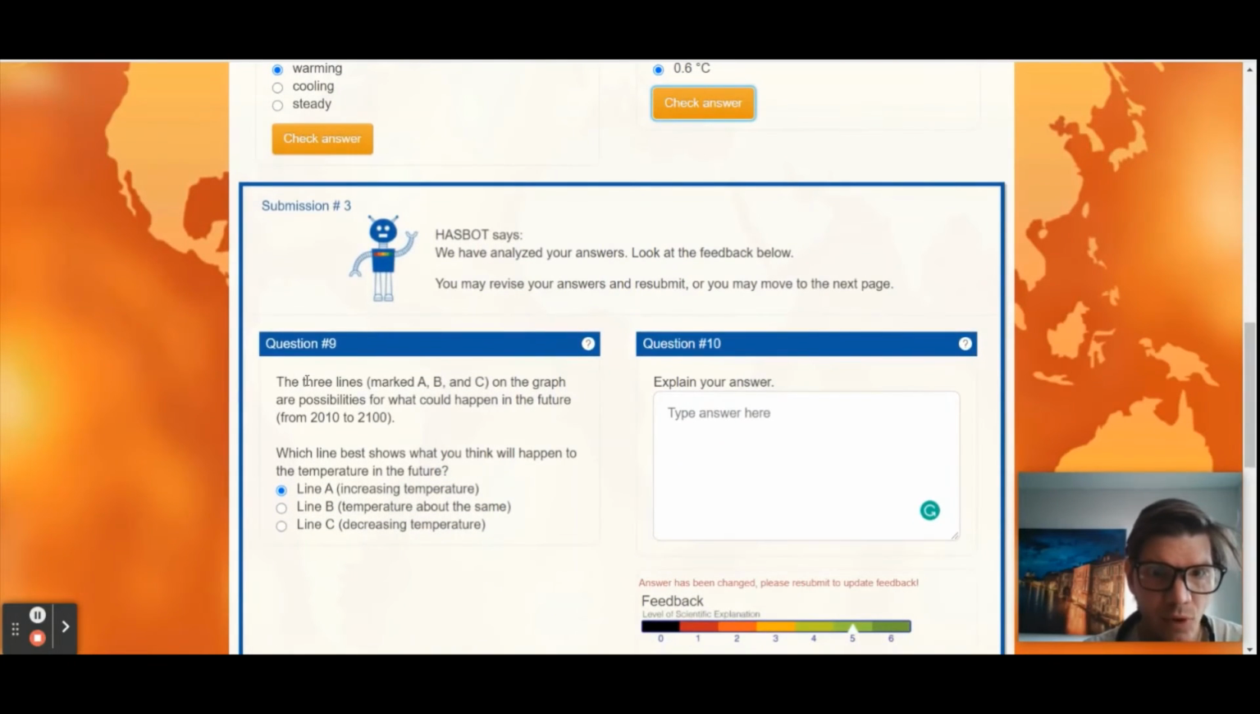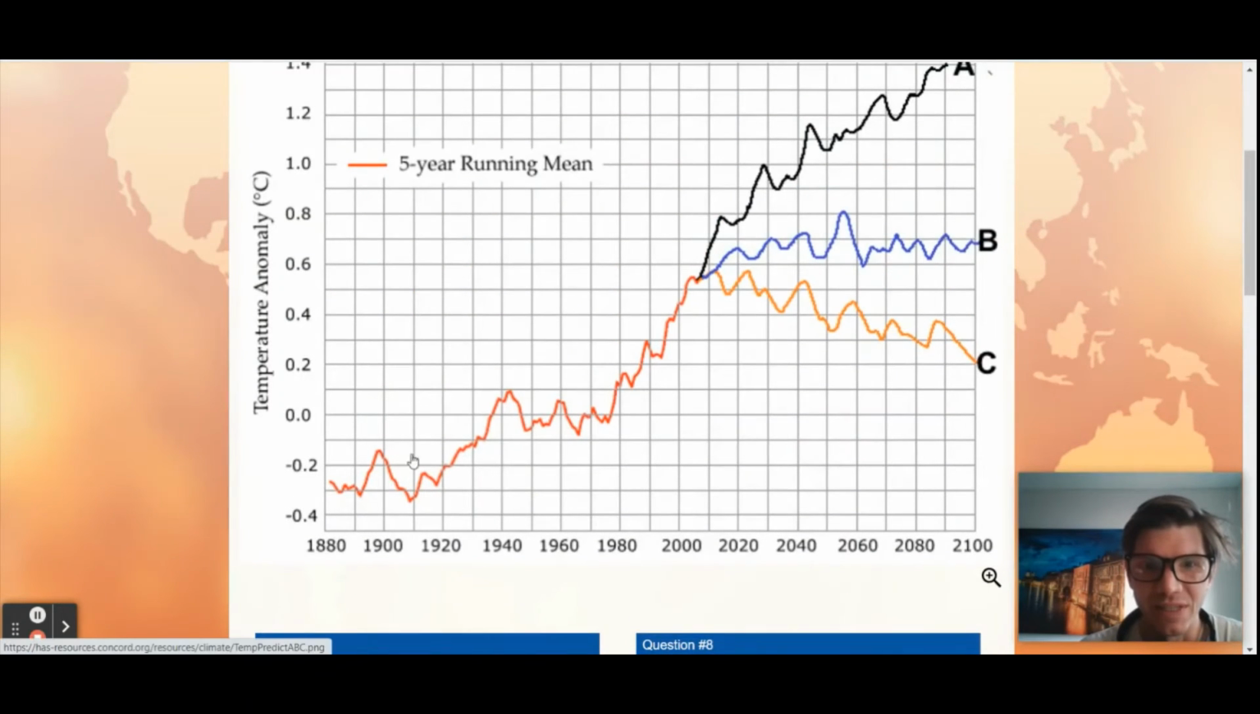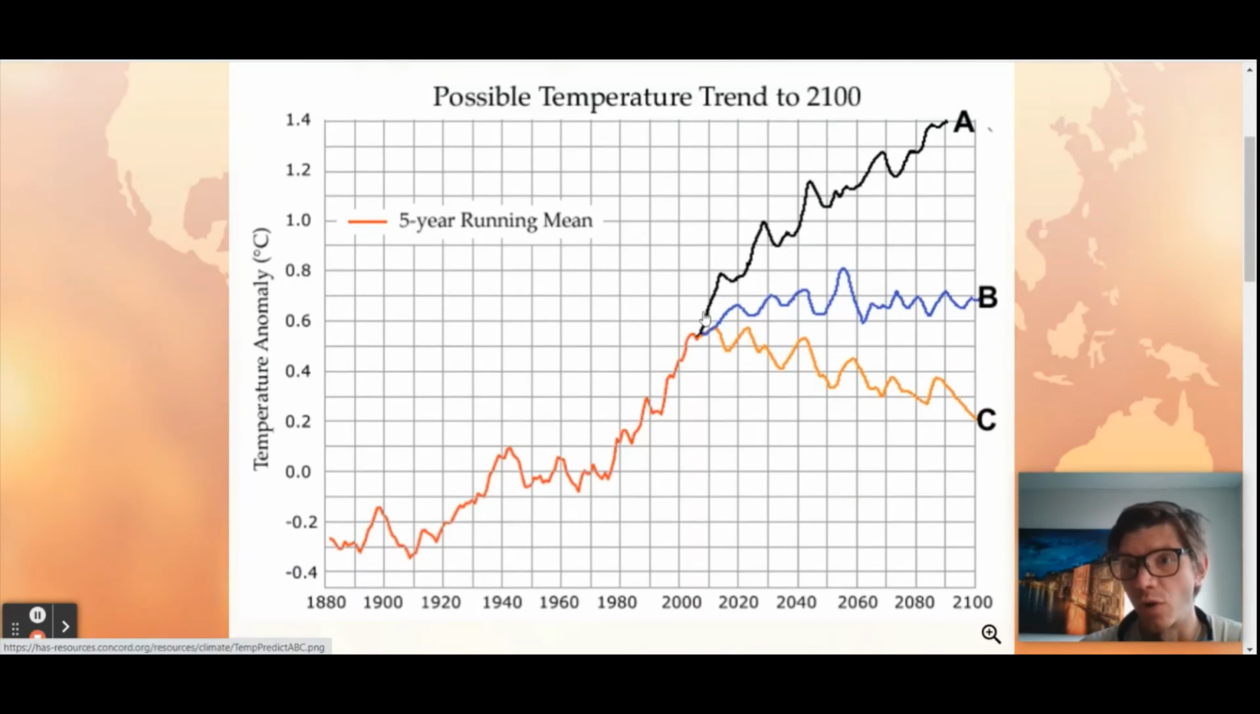All right, number 9. The 3 lines marked A, B, and C on the graph are possibilities for what can happen in the future. Which line best shows what you think will happen to the temperature in the future? So based on our data where we see this steadily increasing temperature anomaly, it seems as though it's going to steadily increase, which is why I would go with A.